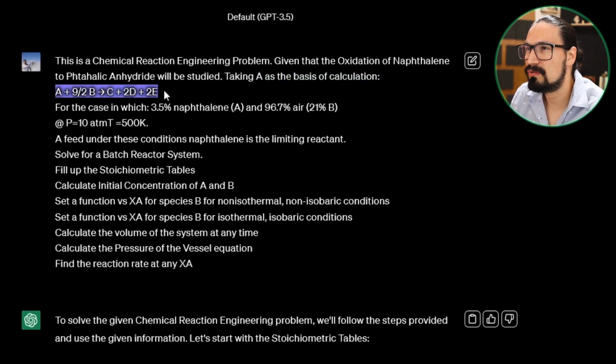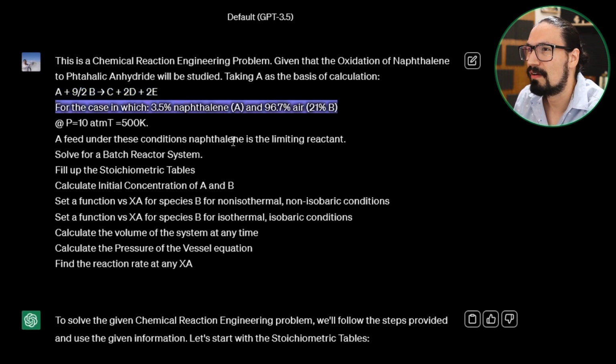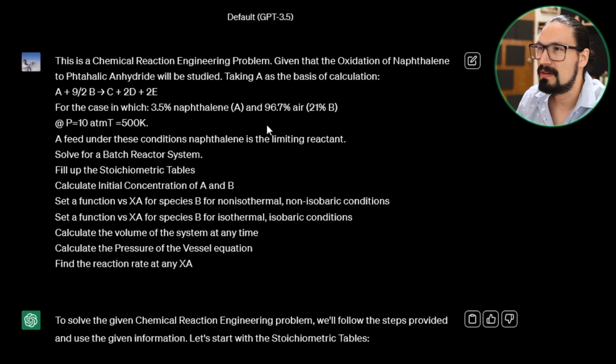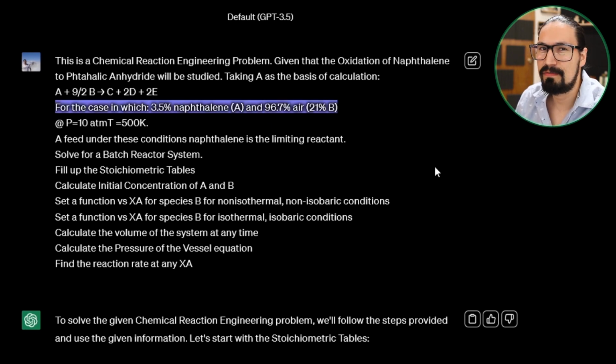We have this reaction right here. I'm pretty sure that ChatGPT will verify whether or not the reaction is correct. Let's see how it goes. For the case in which 3.5% of naphthalene, A, and 96.7% of air, which is 20% oxygen, is going to react. So right away, as you can see, this is directly from the problem, and yes, it is incorrect. The correct percentage should be 96.5%, of which 21% could be assumed to be oxygen.